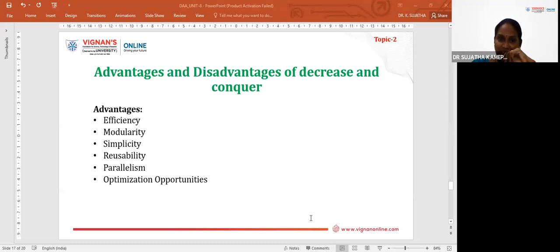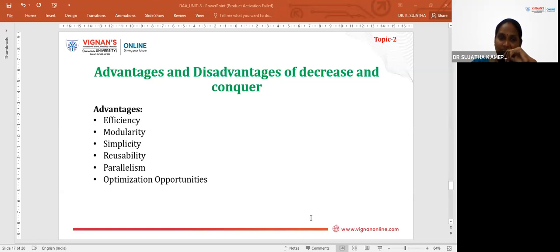Coming to simplicity, decrease and conquer approaches often simplify complex problems by breaking them into smaller, more manageable components. Coming to reusability, subproblems in decrease and conquer techniques can often be reused in different contexts or within the same problem, improving the algorithm's efficiency. So the solutions of subproblems can be reused.